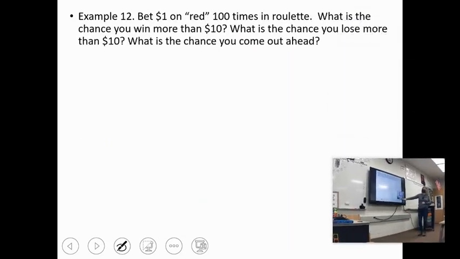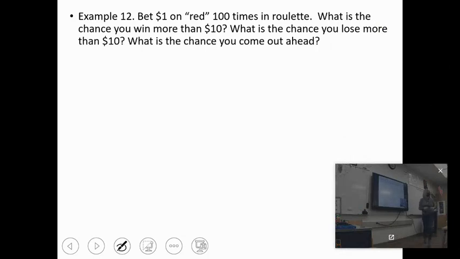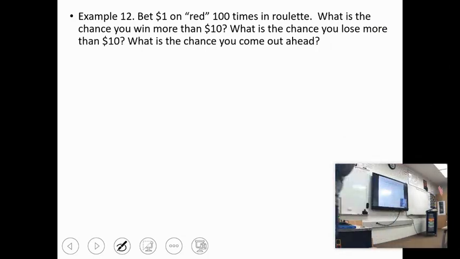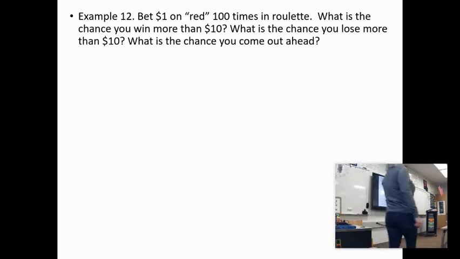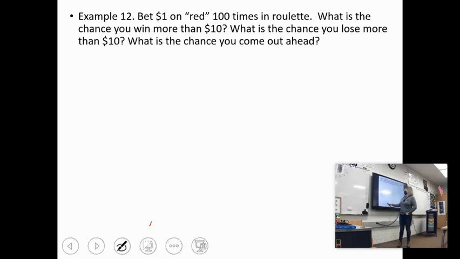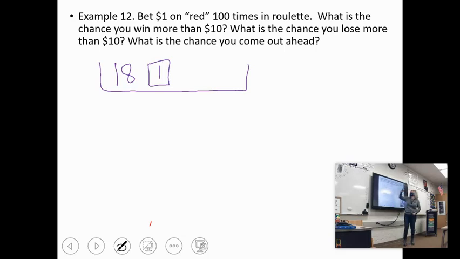All right, what about example 12? I want you to read through this with your partner and just set up the box model for number 12. Go. All right, have we set up this box model before? Yes, we have, right? So $1 on red means we have 18 chances of landing on red, where we win our dollar, and how many that we lose our dollar? 20 that we lose our -1, right? And we're going to play it 100 times, okay?